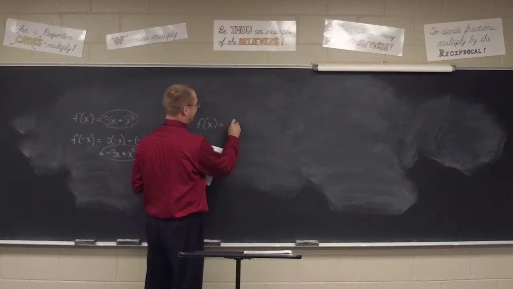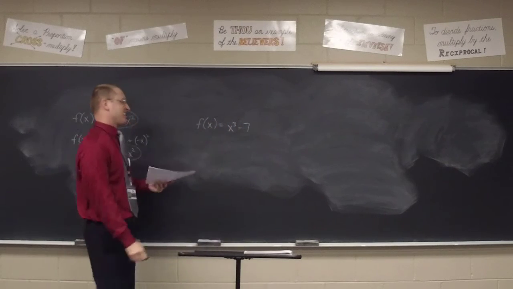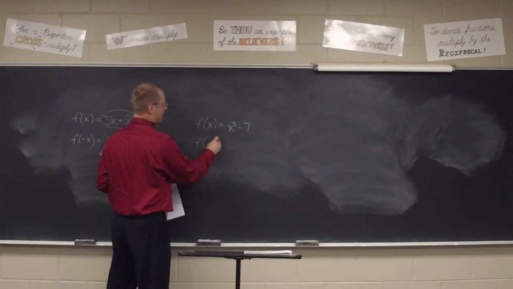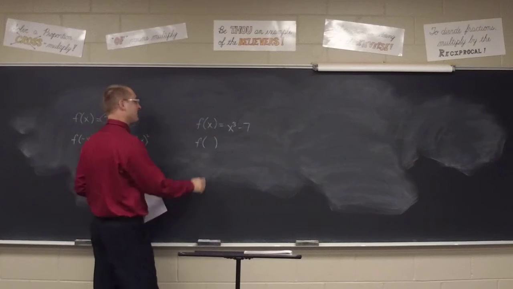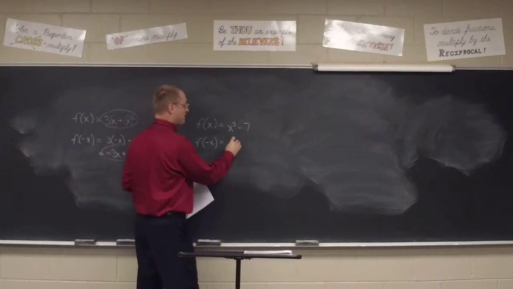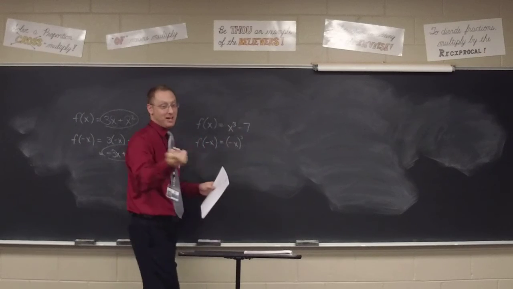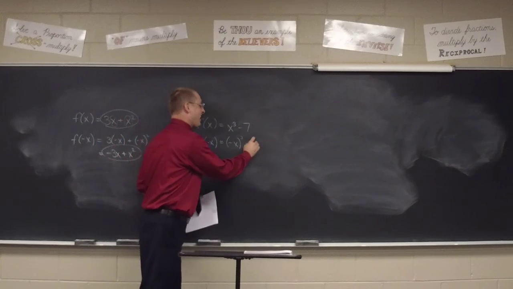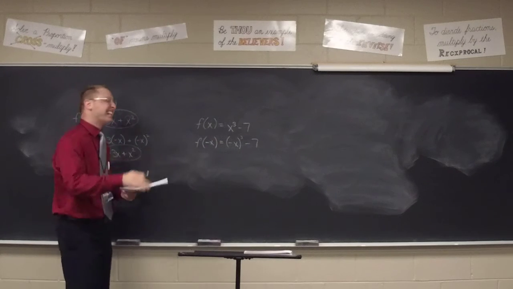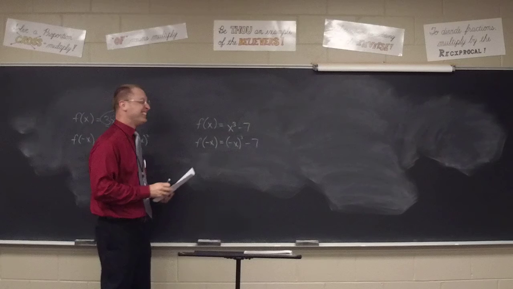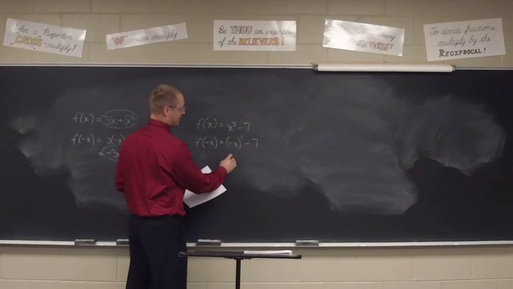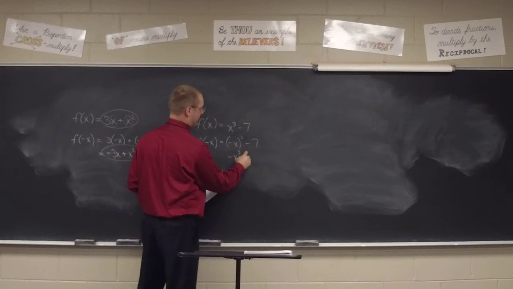All right. F of x equals x cubed minus 7. We need to start by finding f of negative x. So we're going to cube the negative x. When we cube the negative x, it gives negative x cubed. And of course, the negative 7 is along for the ride.